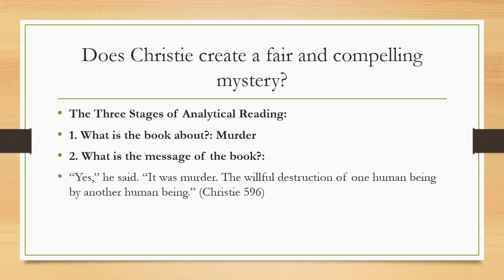Here's one of the things Poirot says about murder. "Yes," he said, "it was murder, the willful destruction of one human being by another human being." So if it's about murder, he's now given us a definition of murder, the main character, the detective. What's interesting about this is he says the willful destruction of one human being by another. This is before he's revealed everything. This is when he just tells Miss Plenderleith that it's murder, not suicide.